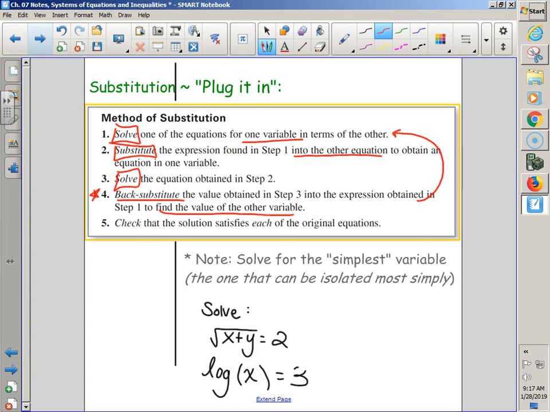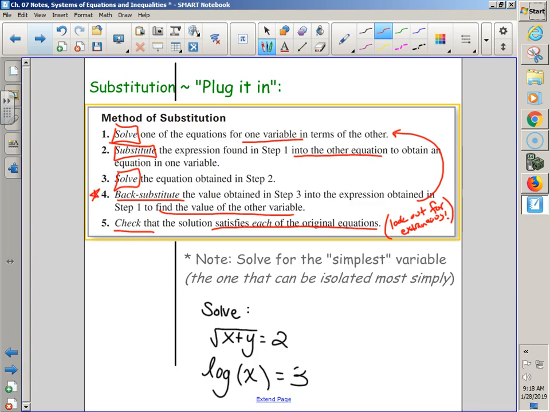And then number 5 just says, check that it satisfies each. What are we looking out for? Extraneous. Now, are there ever going to be extraneous solutions in linear equations? No. Why? Because lines don't have restricted domains. Where have extraneous solutions shown up this year? What has restricted domains? Logarithms. That's the first place we saw it.